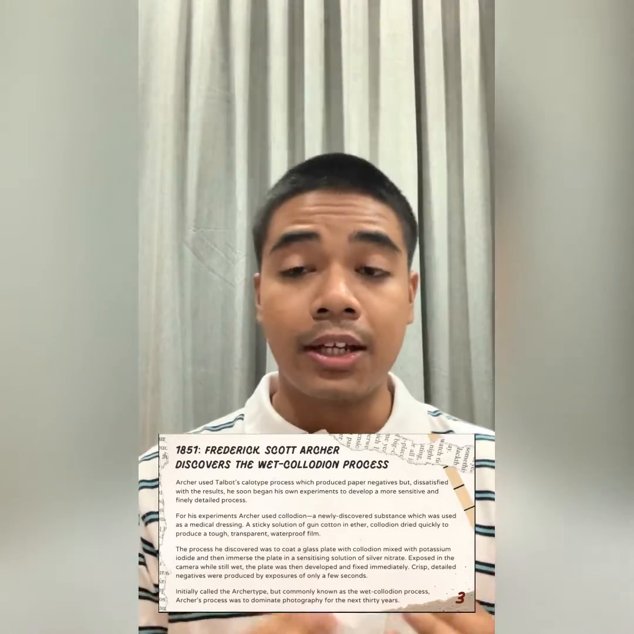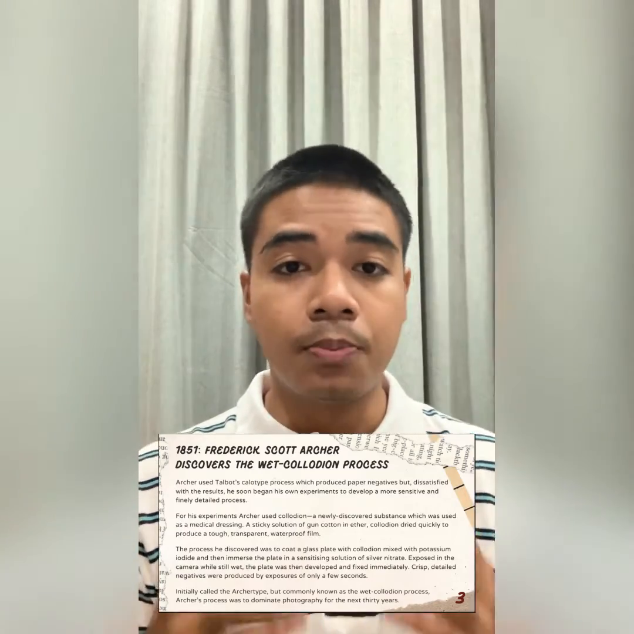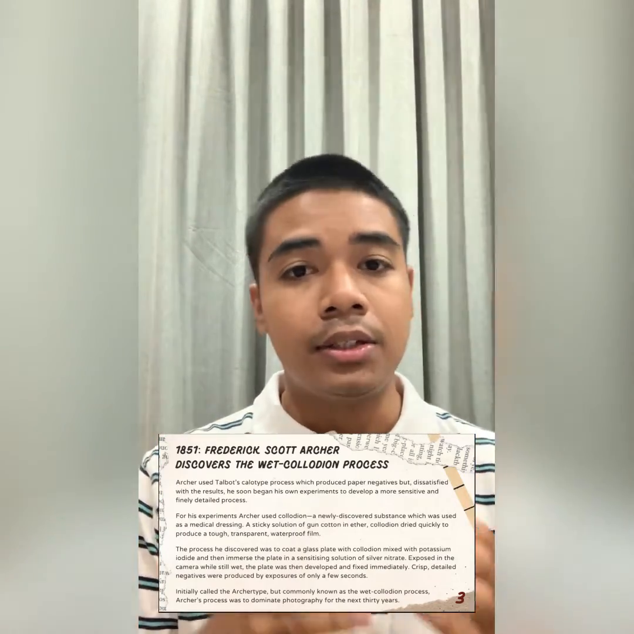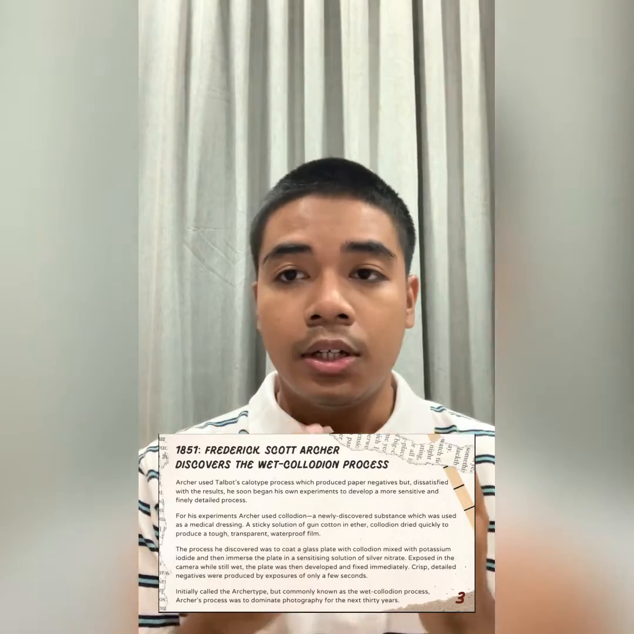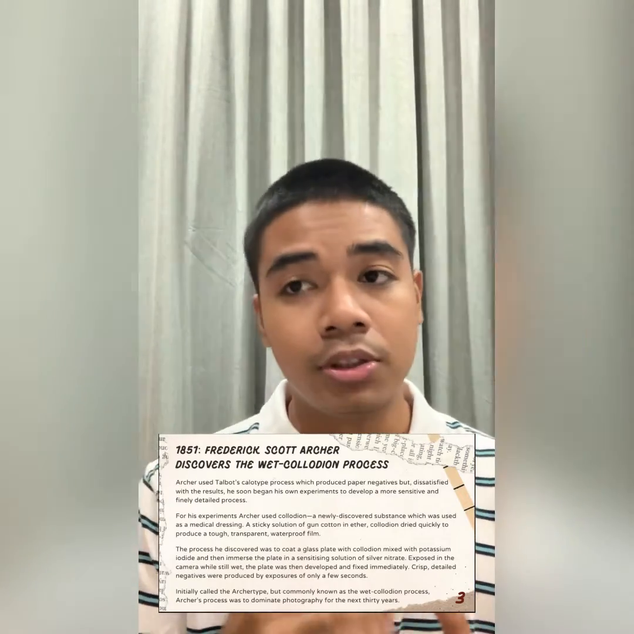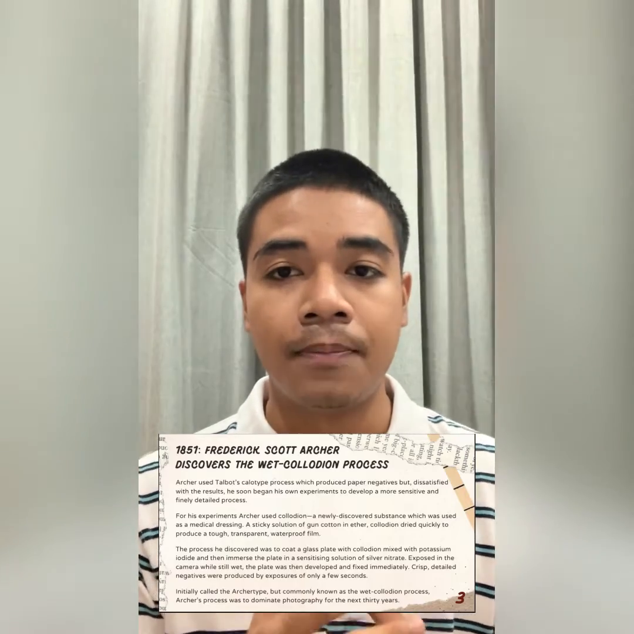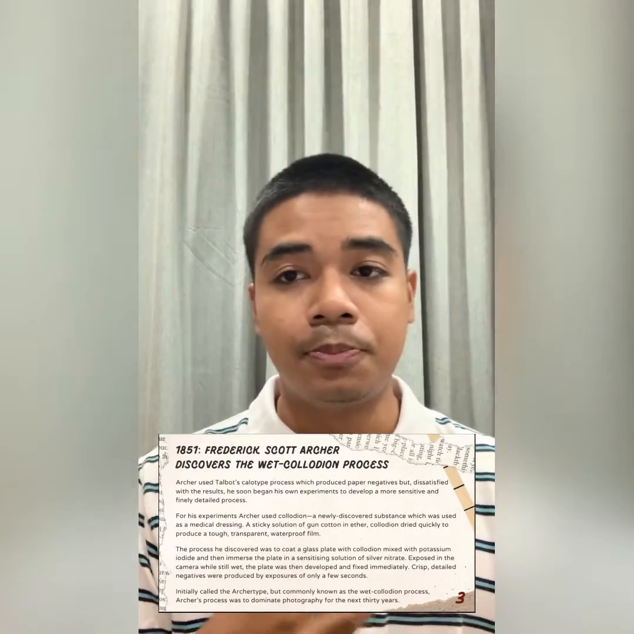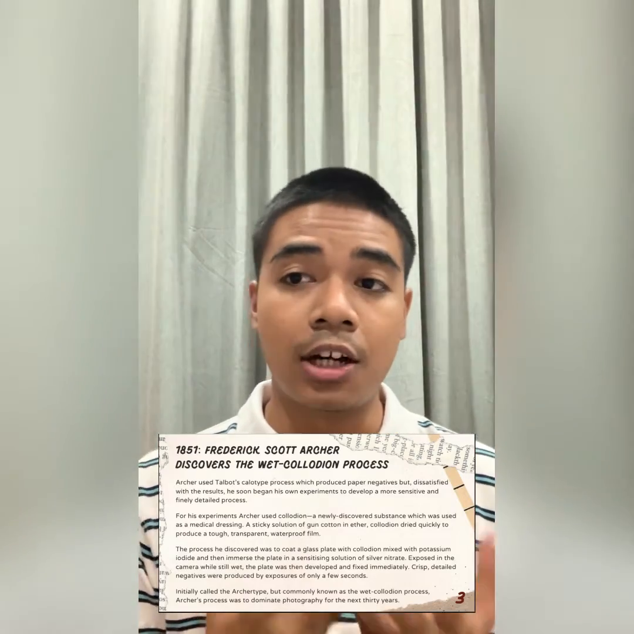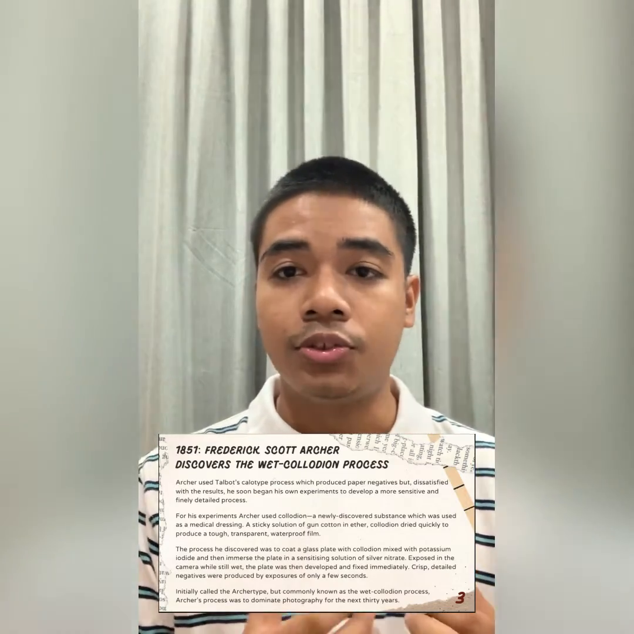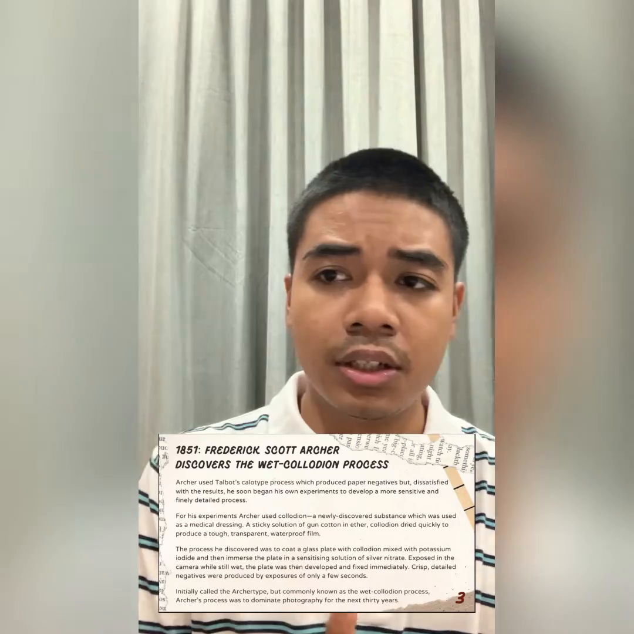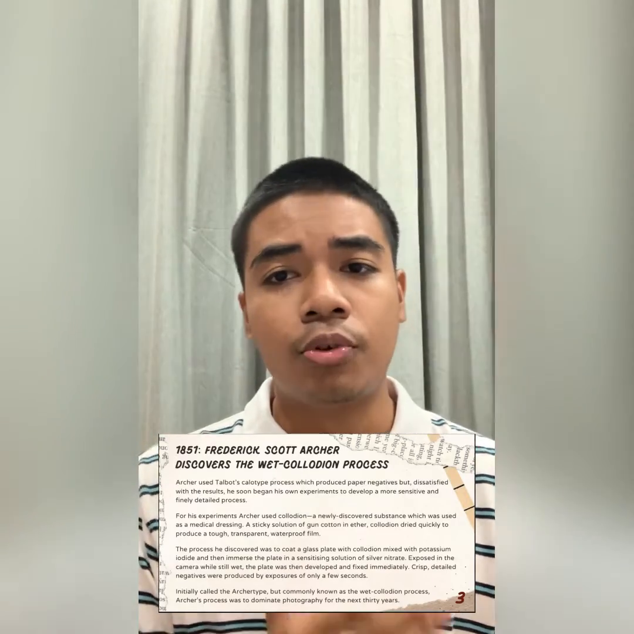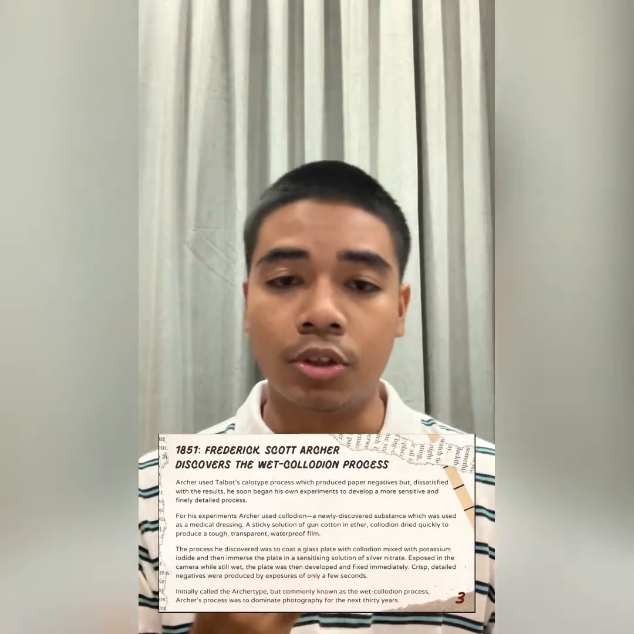In 1851, Frederick Scott Archer discovered the wet collodion process. Archer used Talbot's calotype process, which produced paper negatives, but was dissatisfied with the results. He soon began his own experiments to develop a more sensitive and finely detailed process. For his experiments, Archer used collodion, a newly discovered substance which was used as a medical dressing. A sticky solution of gun cotton in ether, collodion dried quickly to produce a tough, transparent, waterproof film.